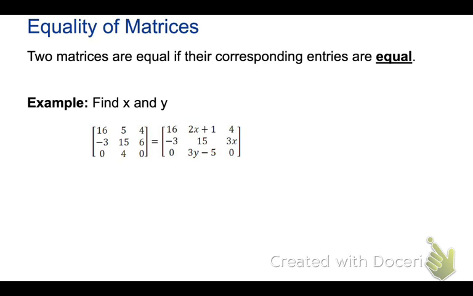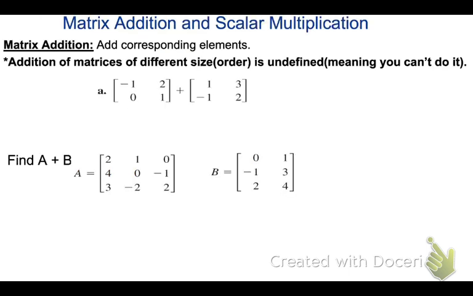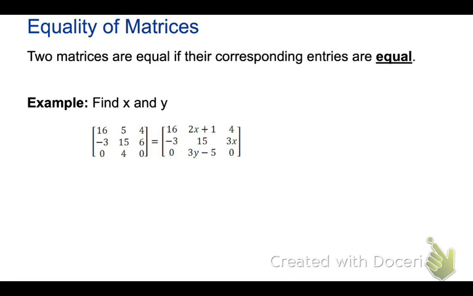Two matrices that are equal, that means their corresponding entries are equal. These are entries, elements, terms, all different things. So what does 2x plus 1 equal? 5. So how could we solve for x? Set them equal to each other, and 2x is 4, and x is 2.